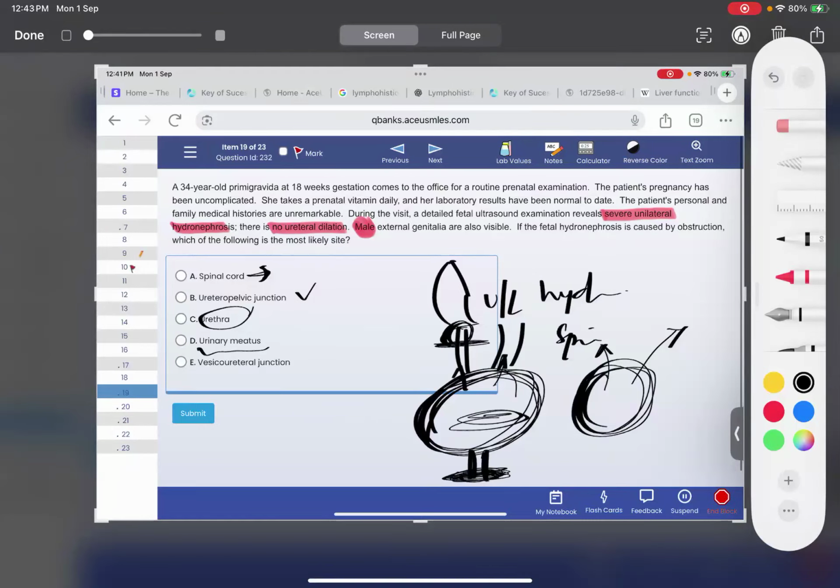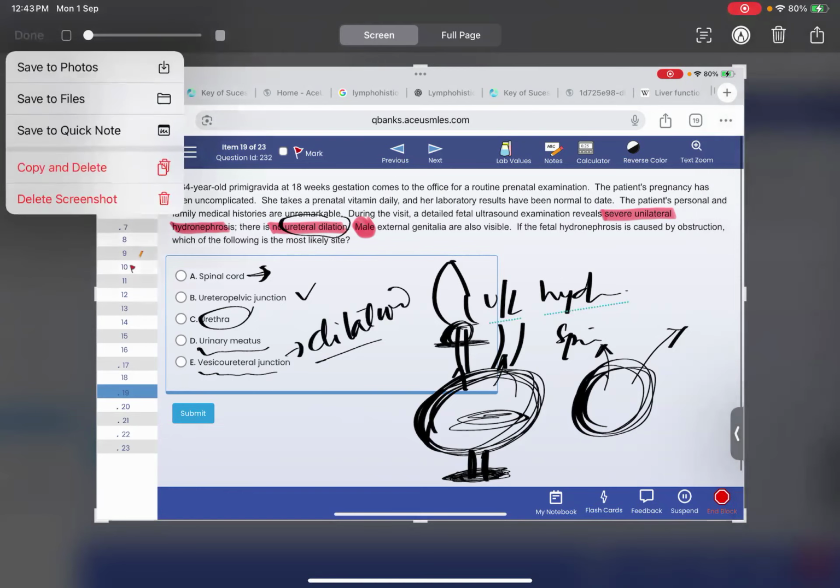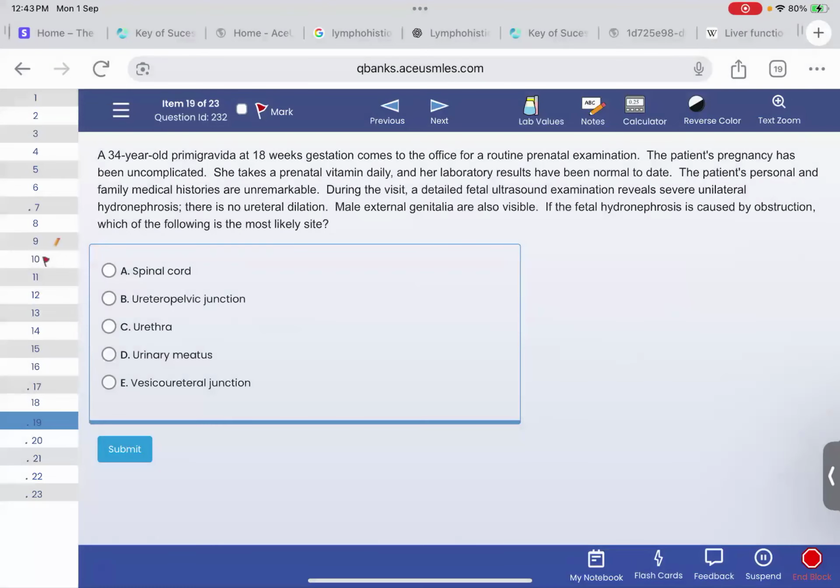And what about the vesicoureteral junction? The ureter will be dilated. We will have dilation of the ureters, and we don't have urethral dilation. So I think it's very easy.